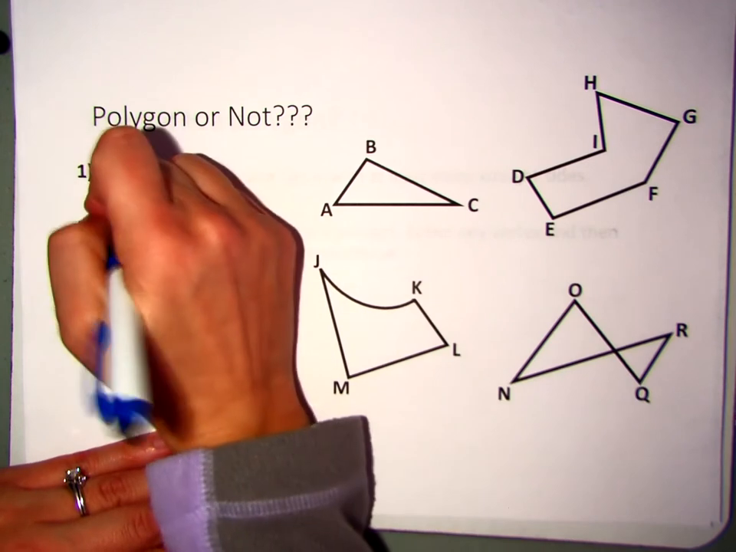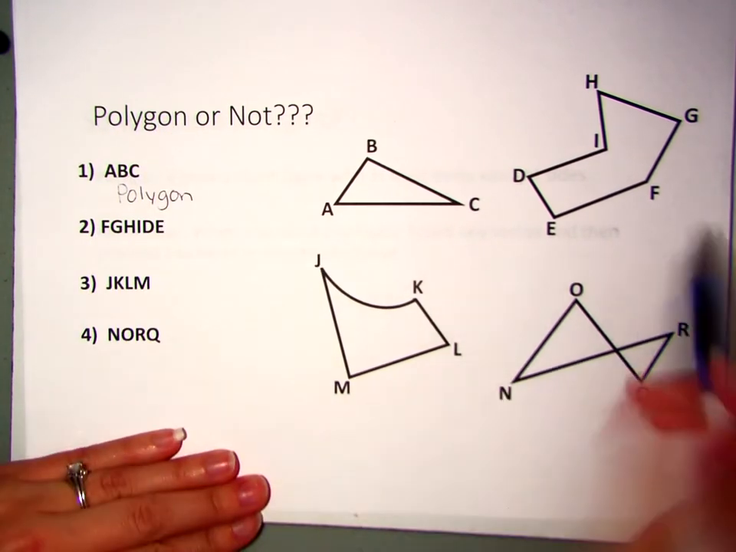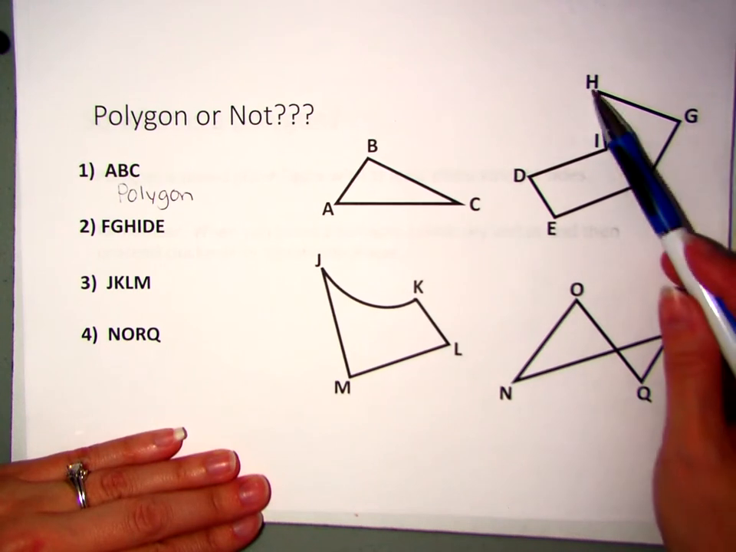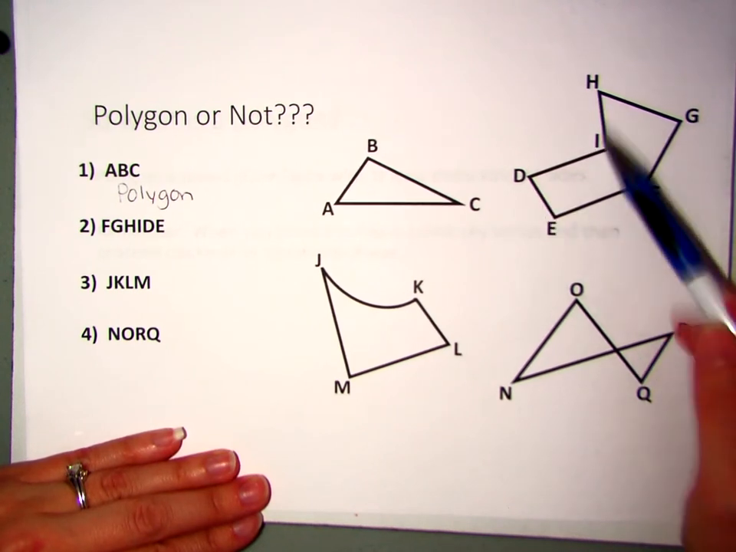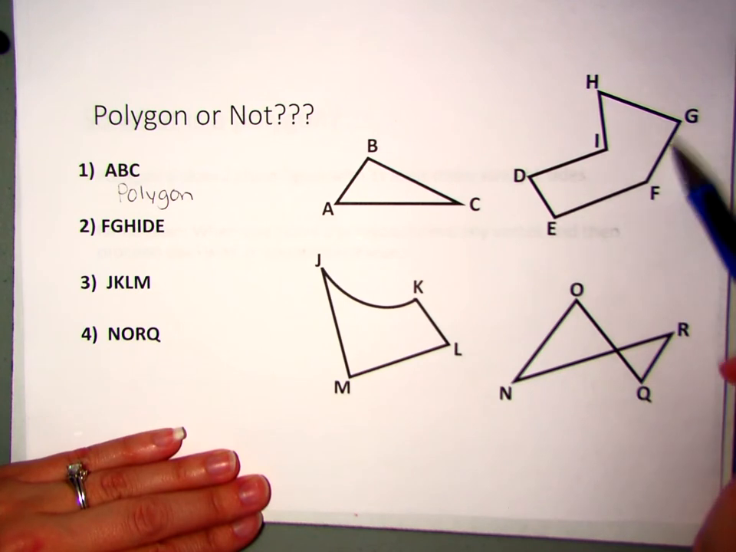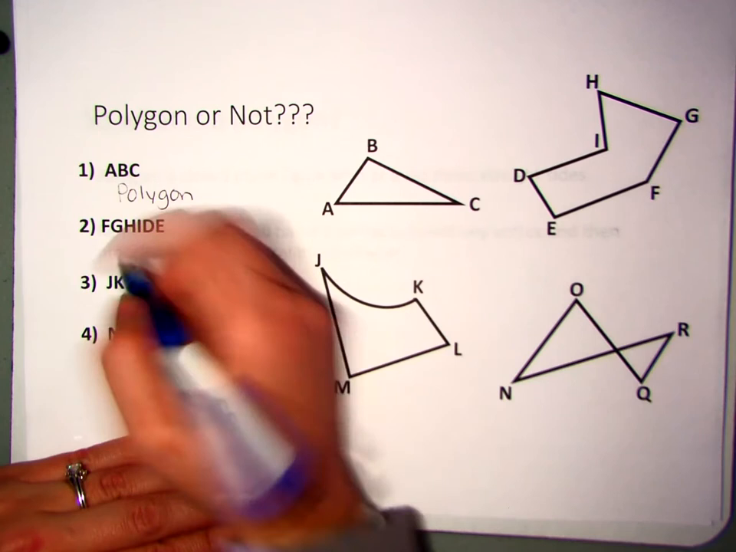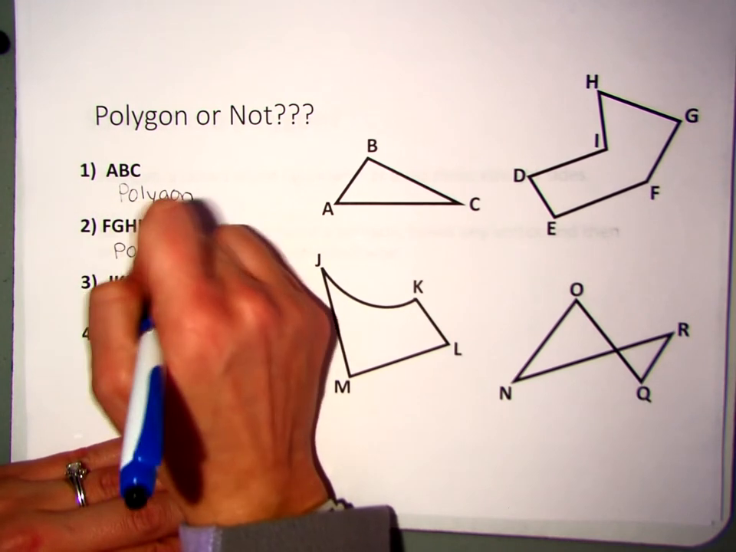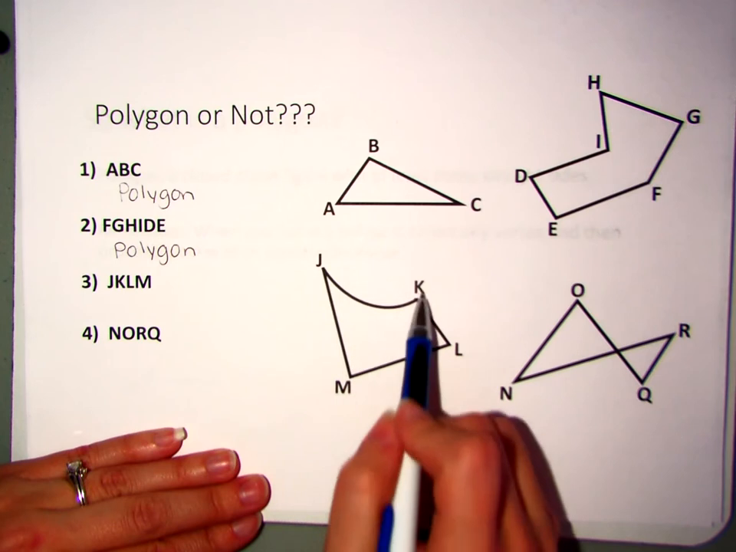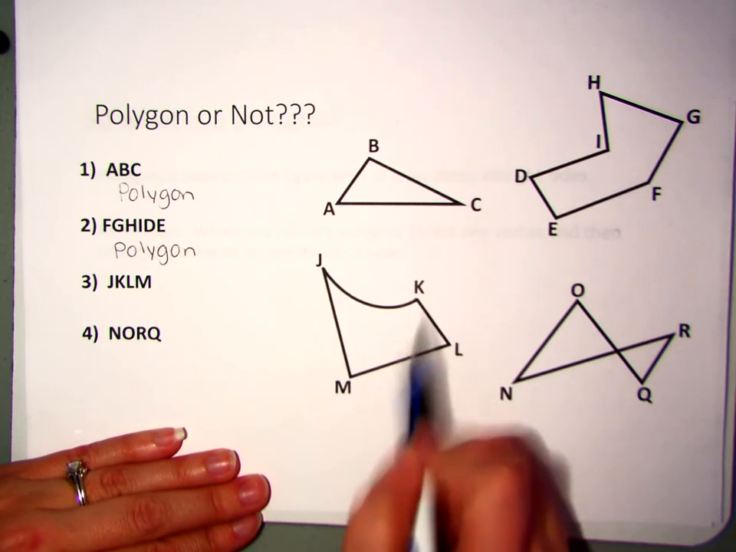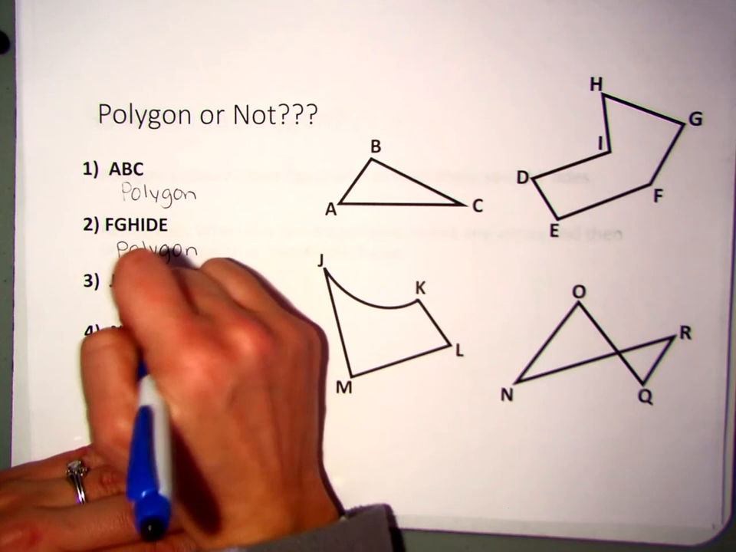ABC is a polygon. Then you look at FGHIDE. And when I see this, again, I actually see a bunch of straight sides and they are all connected. So number 2 is also a polygon. Let's look at number 3. It says JKLM. I have 3 straight sides, but this one is not. This is not a polygon.